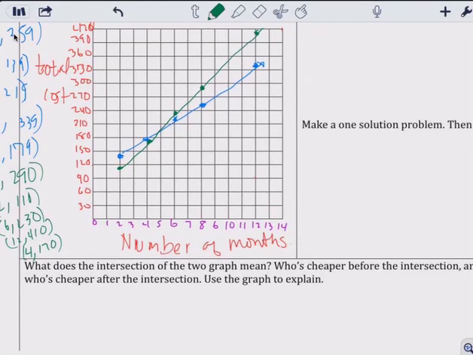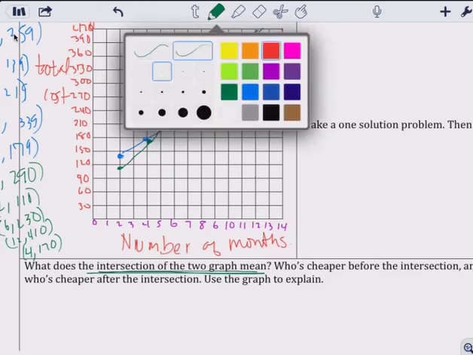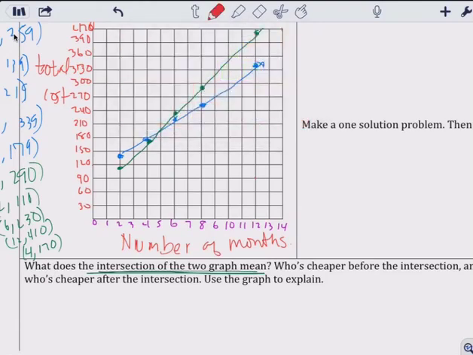What does the intersection of the two graphs mean? That's important. I think I'm going to put this on your test. What does the intersection of the two graphs mean? What does it mean? It means that the two companies will charge the same amount for the same amount of months, right?